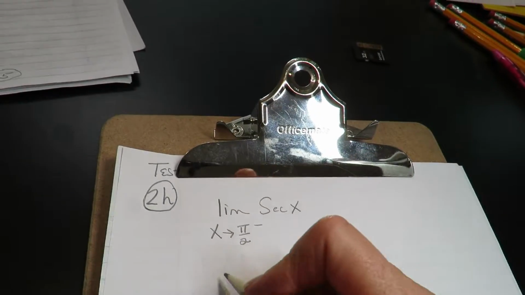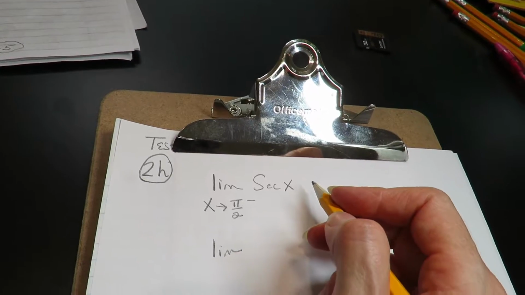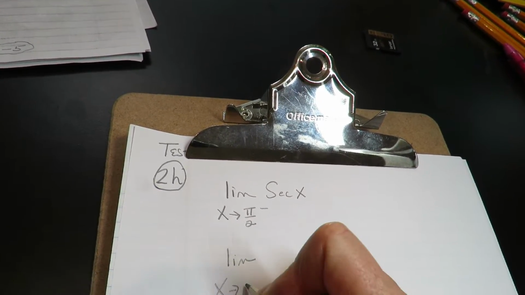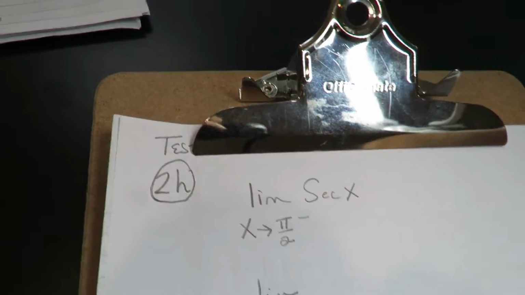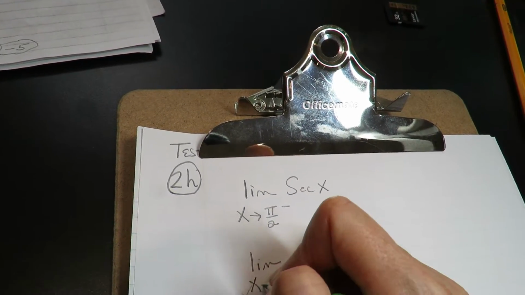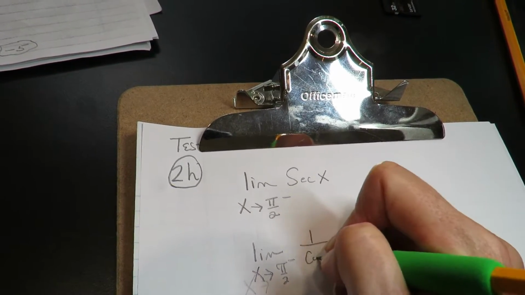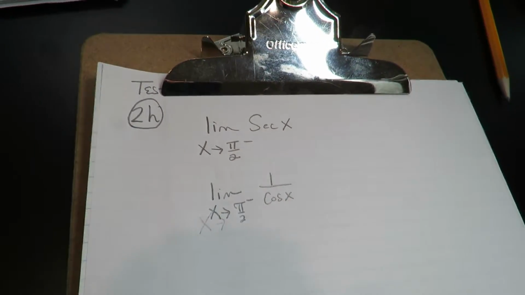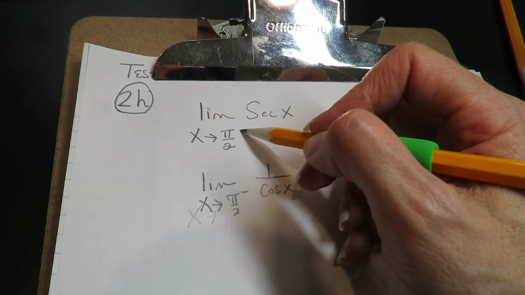So I'm just going to write this two ways because some people aren't really clear on the secant function, but they're okay on the reciprocal. The reciprocal of secant is cosine. So you want to go to pi over 2 from the left.